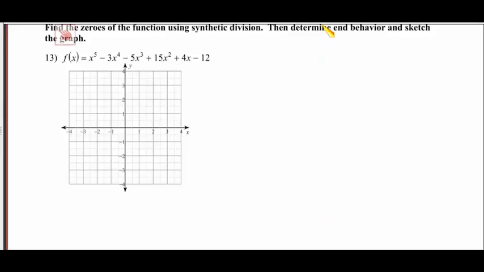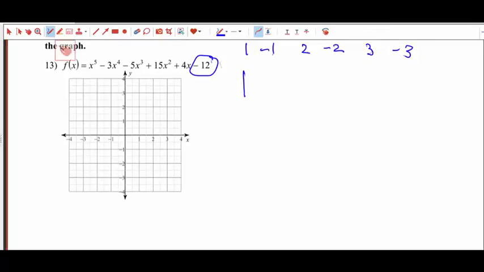Alright, in this problem, which is problem number 13, I'm asked to find the zeros using synthetic division, then determine the end behavior and sketch the graph. So I'm going to look to figure out what the zeros are. I look at the last number and I write out all of the factors of that number. And then I start doing synthetic division with those values.